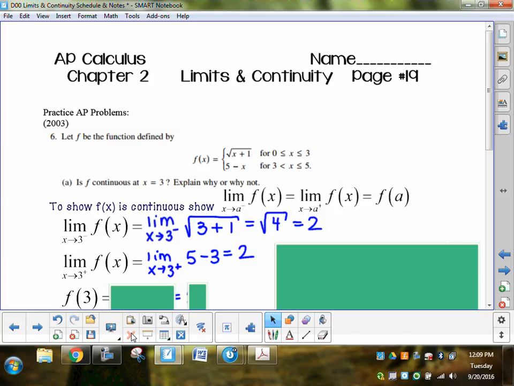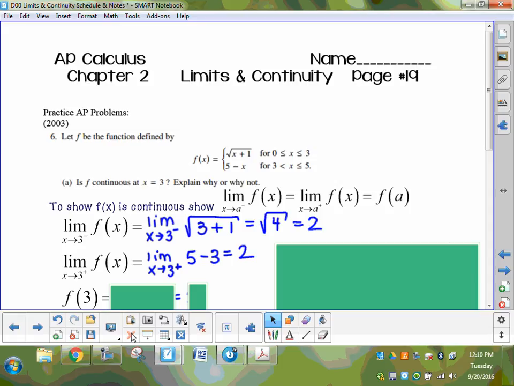Now the last thing I need to show is the function value at 3. So Mike, which piece am I going to be using if I'm evaluating out the function at 3? Top piece or the bottom? Top. Okay, and what's the function value at 3 going to be? 2.